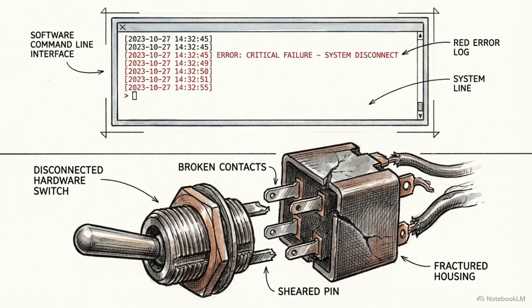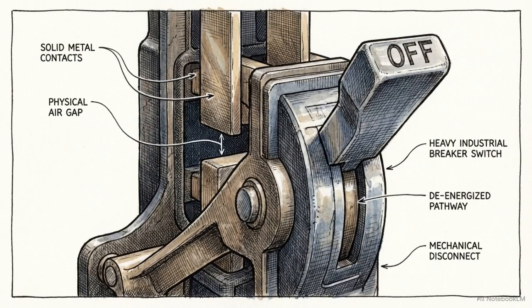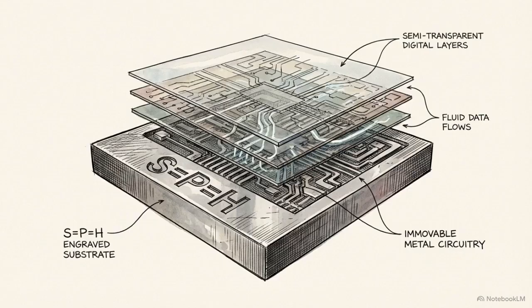Unlike software-based safety layers, which can only report errors after they occur, the hardware interrupt fires ballistically. The physical state of the machine changes before the software layer even processes the mismatch. By utilizing the S=P=H hardware substrate, the burden of truth is moved from probabilistic alignment to the immutable laws of physics.